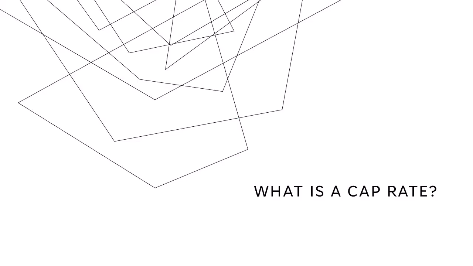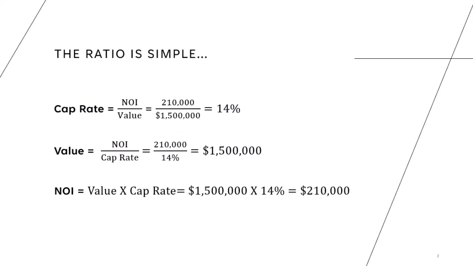Let's start our refresher by looking at cap rates. What are they and how are they calculated? First, the ratio itself is pretty simple. The cap rate is equal to the net operating income divided by the market value. In one of my previous posts, I discussed a property with a net operating income of $210,000 and a purchase price of $1.5 million, resulting in a cap rate of 14%.